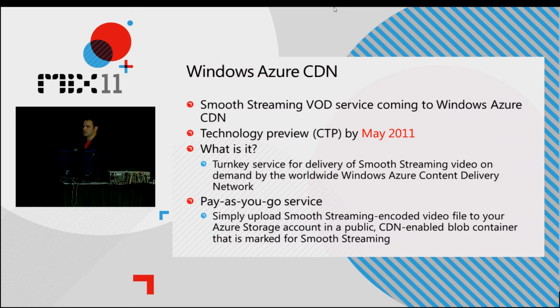What that essentially means is that you're going to be able to take your Smooth Streaming encoded files, put them in a public CDN-enabled blob, and then have it just work and not have to worry about setting up your own hosting servers or paying another CDN for the same service. And so this is going to be a pay-as-you-go service that's a part of the Windows Azure CDN. Like I said, there's going to be a CTP, a Community Technical Preview, available by May of this year.